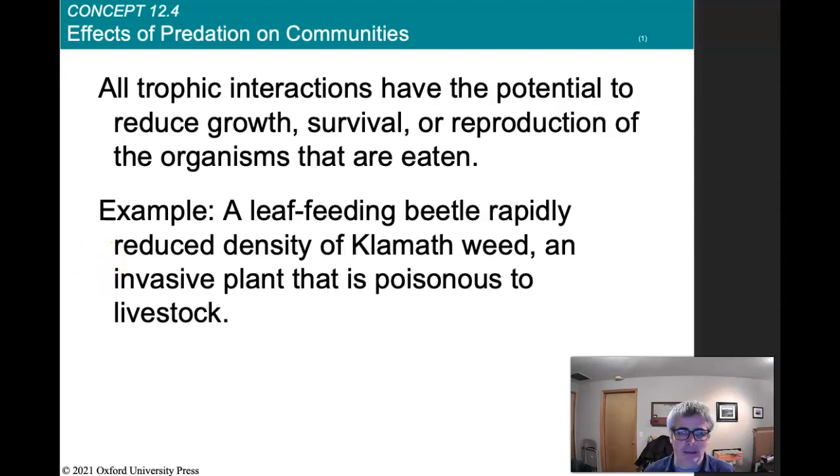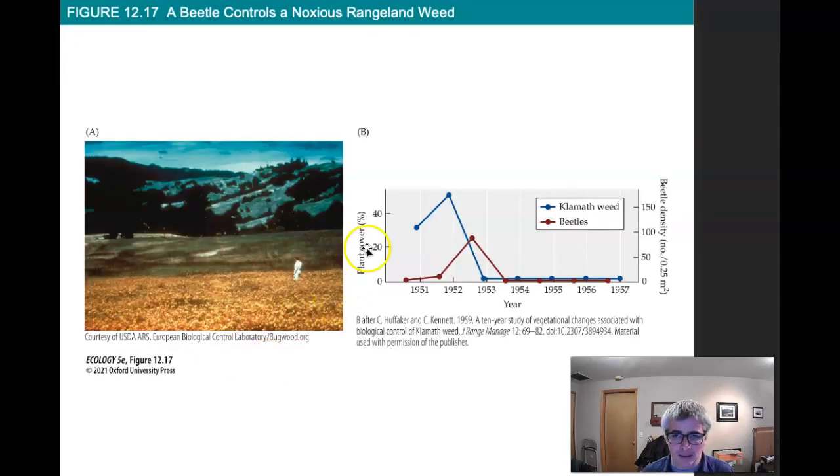The leaf-feeding beetle rapidly reduced densities of the Klamath weed, an invasive plant. Here's the Klamath. I assume it's Klamath. It's in Europe though. Huh. Anyway, I don't know. Whatever. I'm going to call it Klamath. The Klamath beetle, the Klamath weed beetles. The beetles were able to eat it out and remove that invasive toxic species.